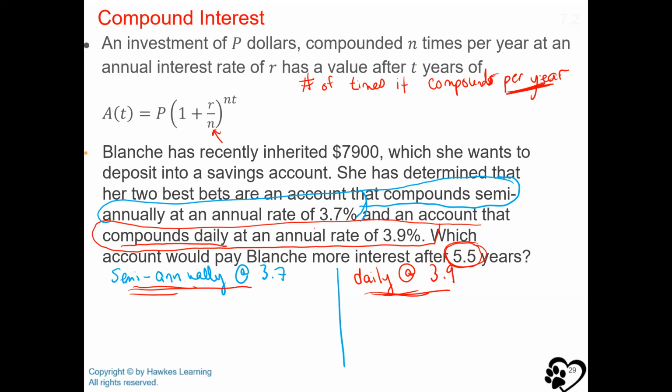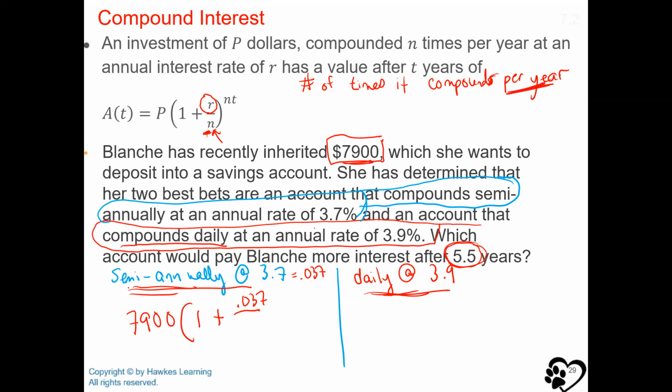Okay? So for example, here's our big number. This is how much we put in. Blanche is putting in, or depositing, $7,900. We're going to plug in 1 plus our rate, which is 0.037. That's our rate.